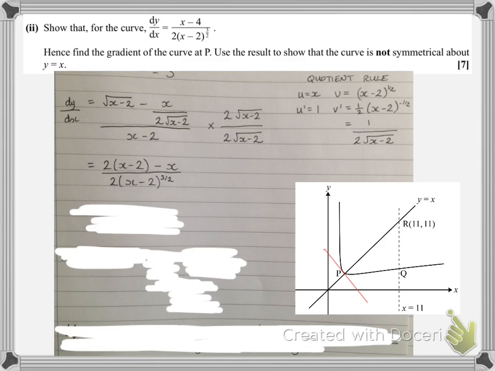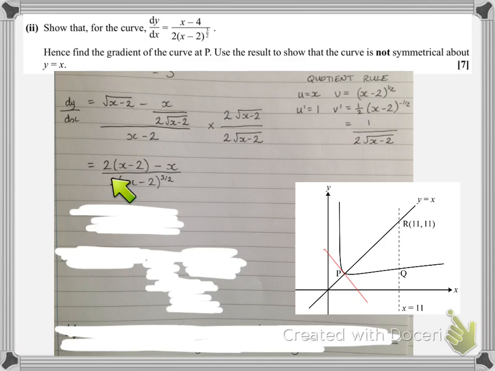So what happens here? Root x minus 2 multiplied by 2 lots of root x minus 2 is 2x minus 2. And then the x over 2 root x minus 2 multiplied by this, that's going to cancel out to give us just an x.